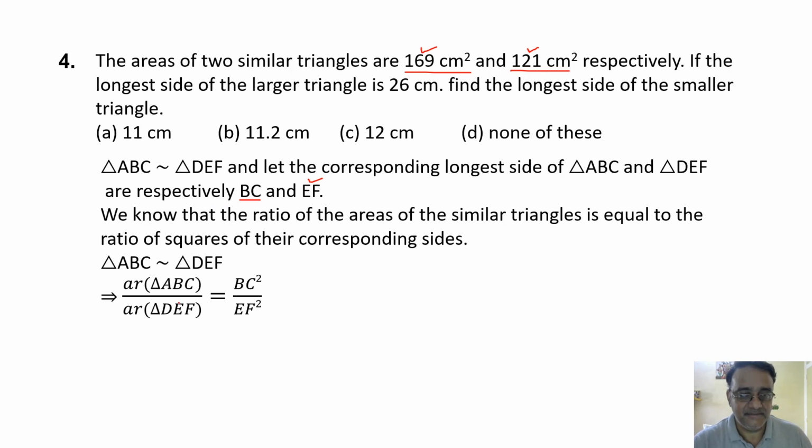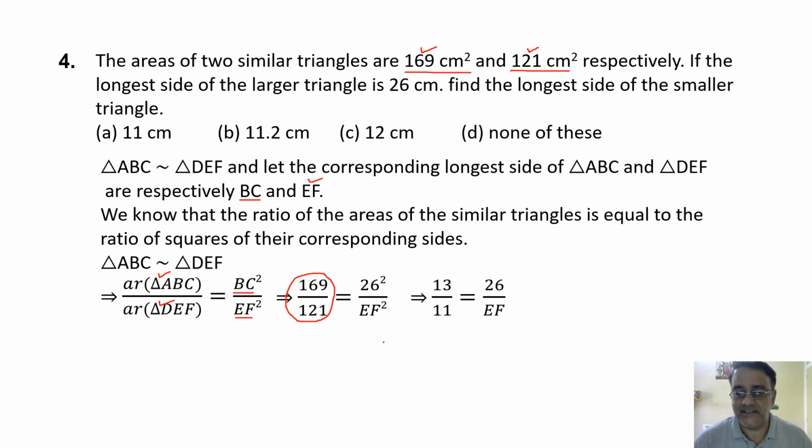This step is clear? Yes, sir. Okay, now this is 169 and this is 121, and BC is given 26, and we have to find EF, right? Now what is the square root of 169 upon 121? 13 by 11. Very good. So after taking square root, we'll get this step.